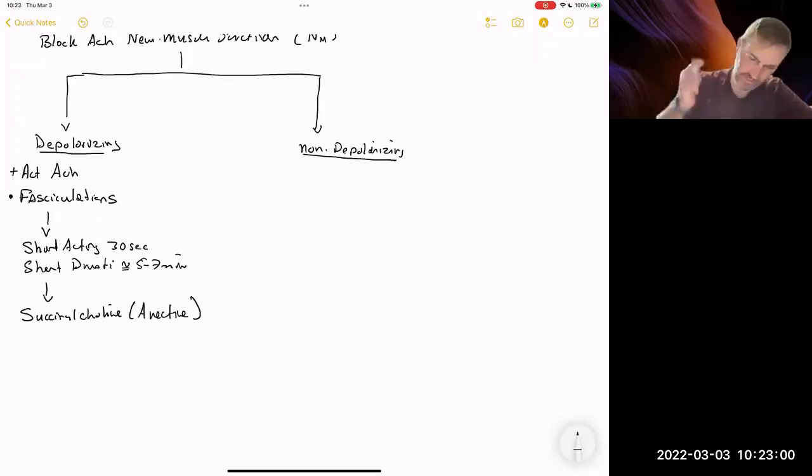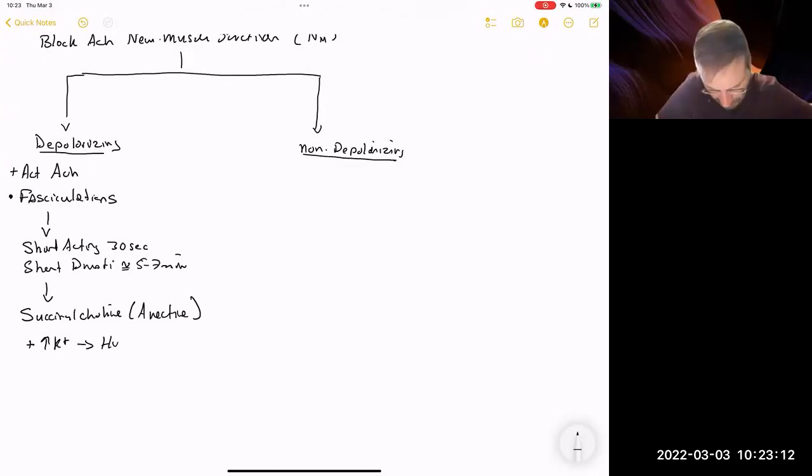So it's good that it's short acting and that its duration of action is short, but there are some side effects. Because it depolarizes, it will increase the potassium. So patients that are at risk for hyperkalemia should not receive succinylcholine. You think of renal failure, massive burn, crush injury, electrical injuries, those kinds of things. That's a big problem with succinylcholine, the risk for hyperkalemia.